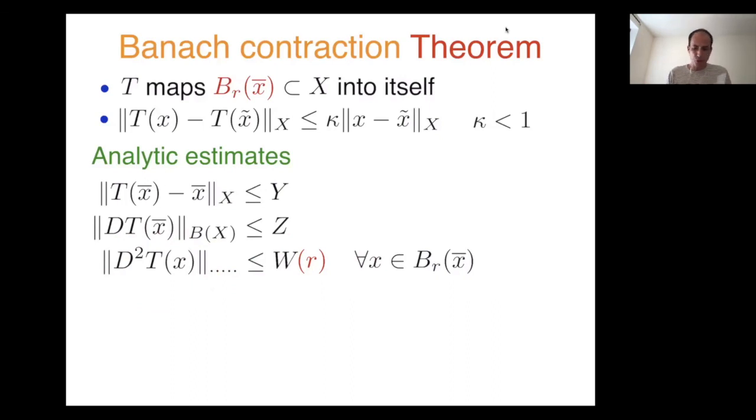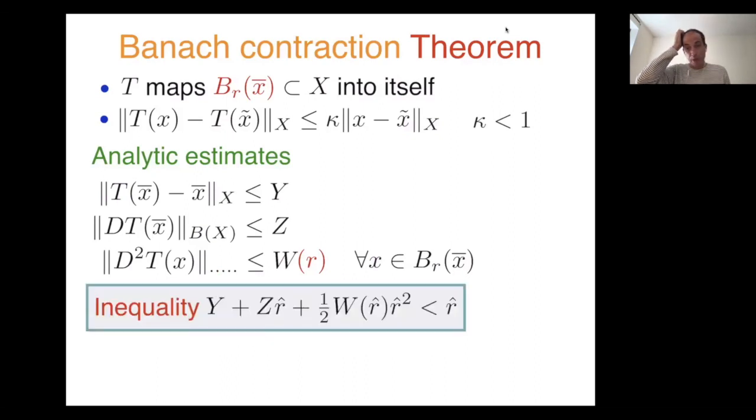Okay, so you do all these estimates, then you get big formulas that involve also all these floating point numbers. So you can determine y, z, and w only using the computer if you want explicit numbers for them. And then you're happy if this inequality holds for some r: y plus z r plus a half w r squared is less than r. If that holds, then for that r or slightly smaller r, the ball maps into itself and it is a contraction, so you find a true solution near your numerical approximation.